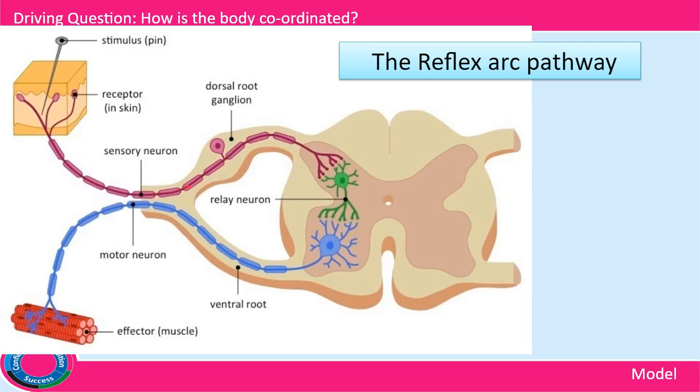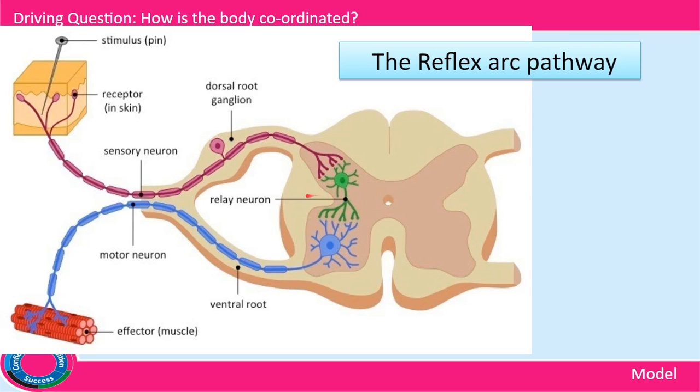Those electrical impulses will continue to travel via the sensory neurons all the way to the relay neuron. It's like if you were running a race. The electrical impulses are going to be transferred from the sensory neurons in the red color to the relay neuron in the spinal cord here in the green color.